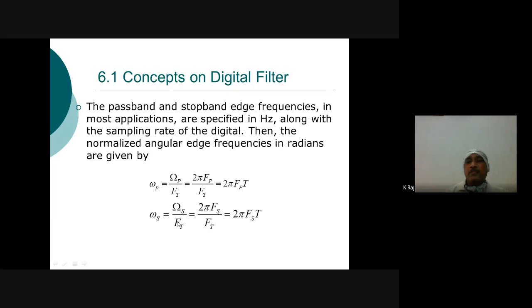Similarly, omega s may be described as 2 pi F_s multiplied by T. Here F_p is the pass band edge frequency and F_s is the stop band edge frequency. In order to differentiate between the pass band, stop band and sampling frequency, we have denoted the sampling frequency by F_T.